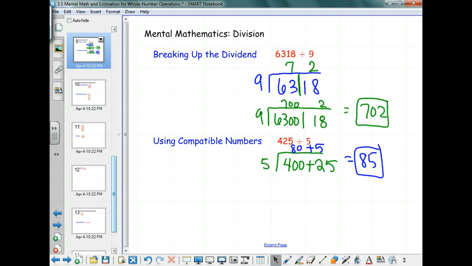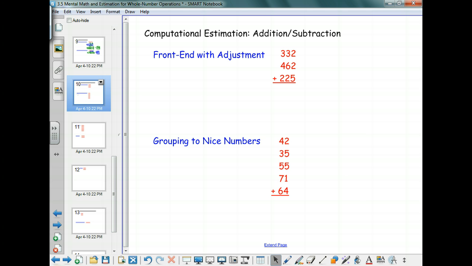All right, that's it for mental math. The next thing we're doing is the estimation stuff, okay? Computational estimation. The first one we're going to talk about is called front-end estimation with adjustment. Say that 4 times fast.